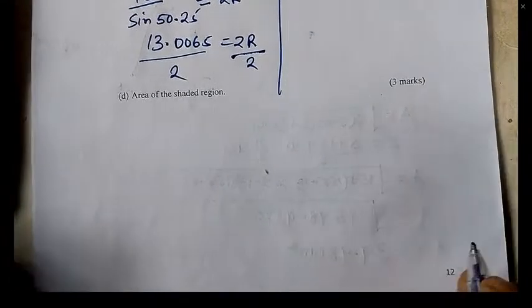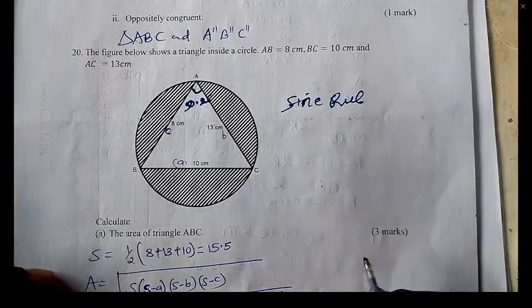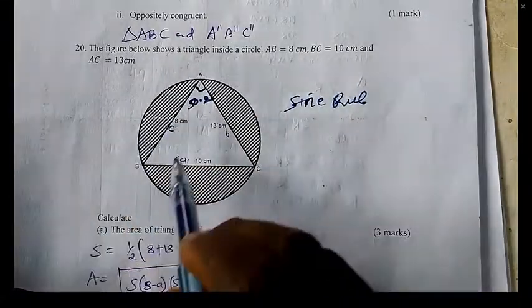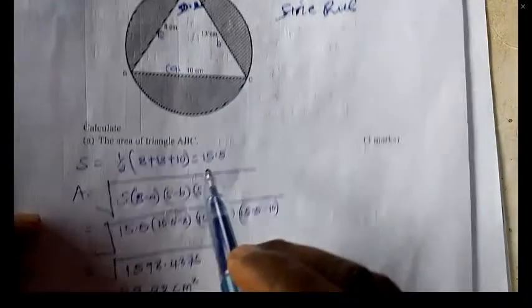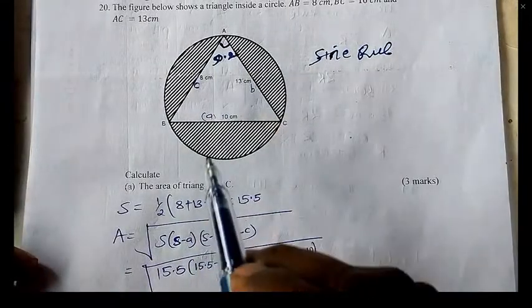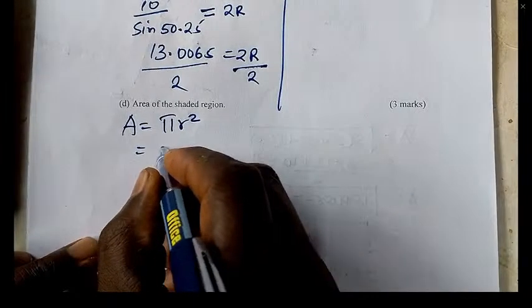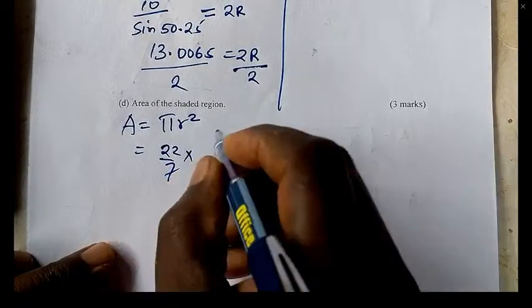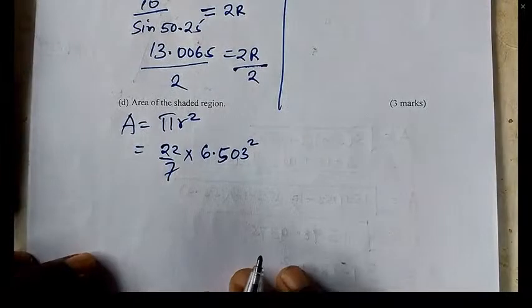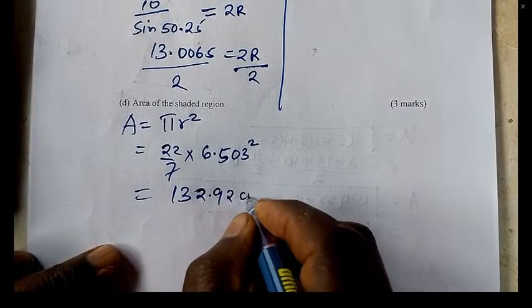Next, we want to calculate the area of the shaded region. Area of the shaded region is obtained by, we calculate the area of the whole circle and then subtract the area of the triangle. The area of the triangle tuko nayo hapa. So what we need now to do is to calculate the area of the circle, because already tumepata radius. So which is 22/7 times our radius 6.503 square. And this one, it gives us 132.92 centimeters square. So this is the area of the circle.